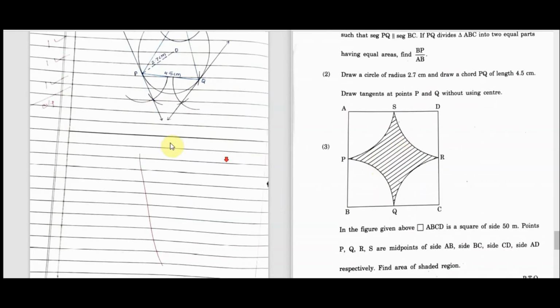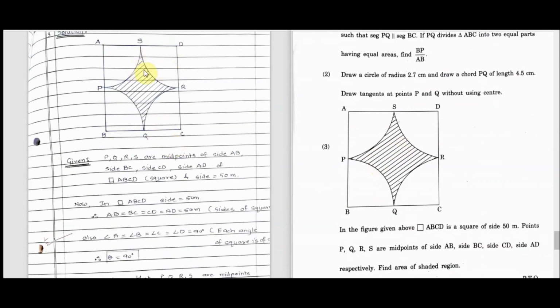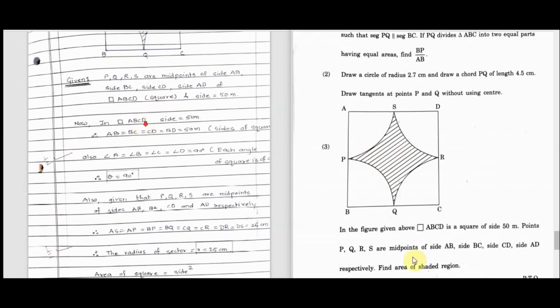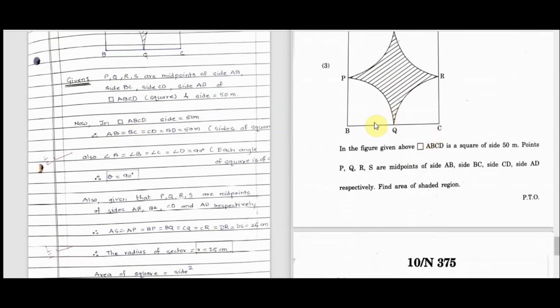Now the third one, the diagram is there. Draw this diagram, please. Again, I am repeating, please draw the diagram wherever necessary. And this is the fourth question. So half mark for writing that all the angles are 90 degrees, half mark. Then calculating the radius, half mark.